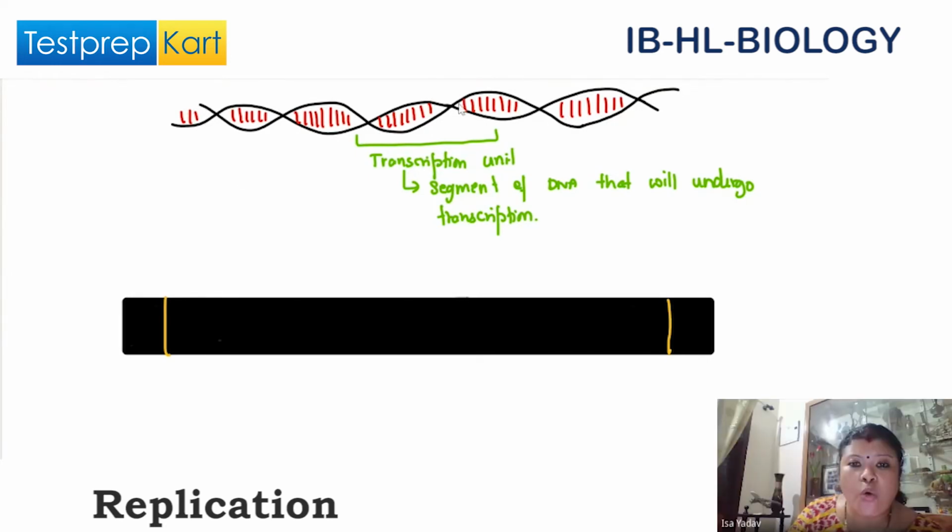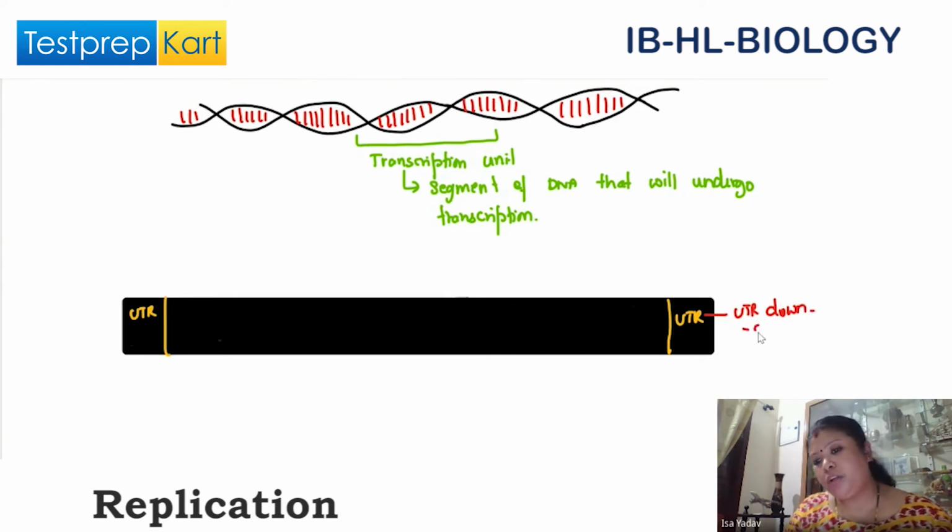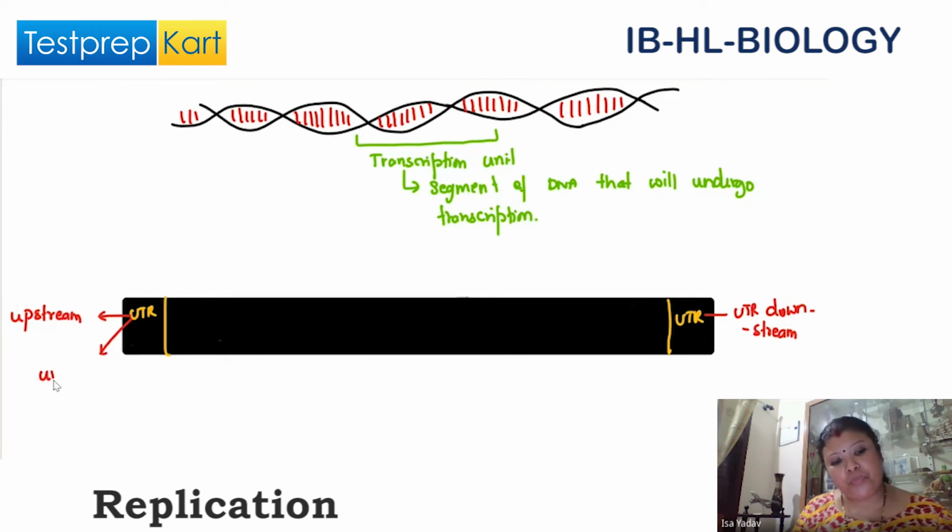This is called UTR, this is also UTR. Let's see what we mean by UTR. This is UTR downstream. This is UTR upstream. UTR is untranslated region. These regions will not undergo any kind of translation. This will be an RNA, and in RNA also we will have this UTR.